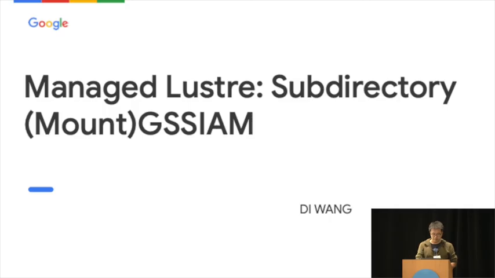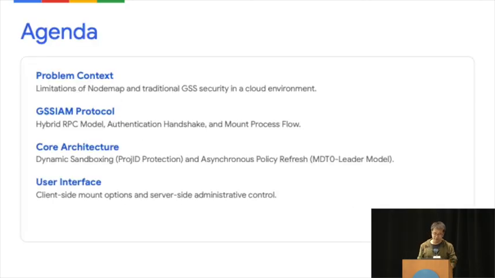So I will talk about the GSS IAM we use in Google GCP. It's being developed right now, and it's trying to resolve the multi-tenancy problem in a single instance in the Google Cloud environment. First, I will talk about why we cannot use nodemap and traditional GSS security, then talk about the internals and some core features of this GSS IAM, and finally about how we configure it.